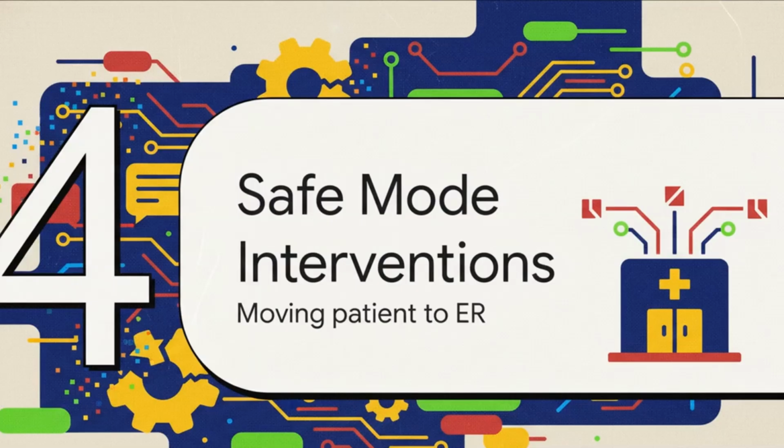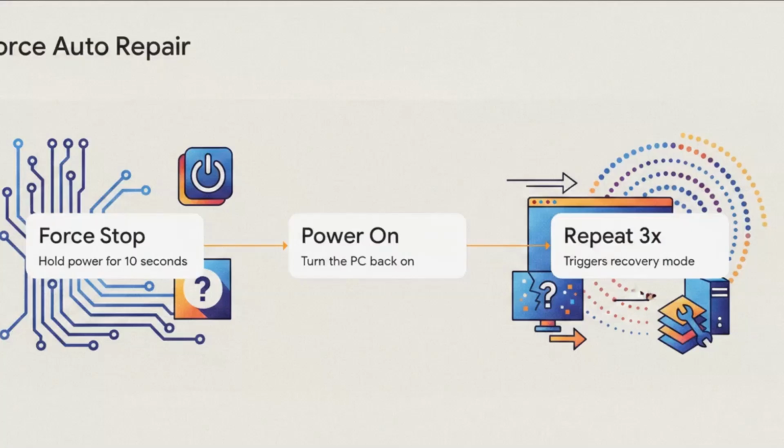We're moving the patient to the ER. We're going to use a bit of a brute force method here. Hold your PC's power button down for 10 seconds for a hard shutdown. Turn it back on, and the exact second you see a logo or a spinning dot, hold that power button down again. By intentionally mimicking a power failure 3 times in a row, you're triggering a built-in failsafe. Windows basically throws its hands up and boots into a blue diagnostic screen called Advanced Recovery. This is our sterile ER environment where we can run some heavy-duty technical fixes.